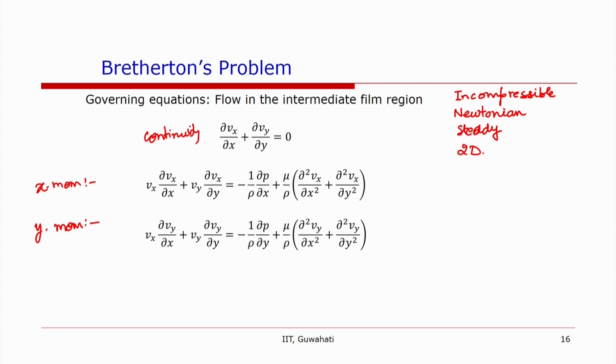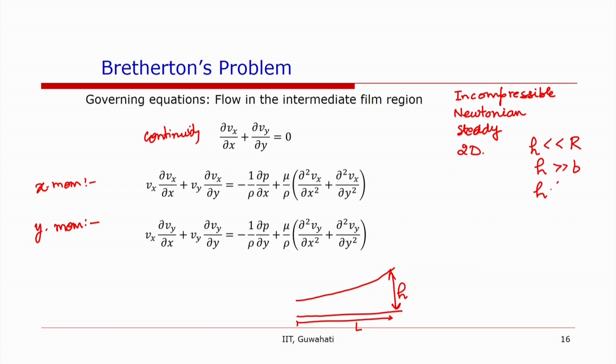So what we want to analyze is the film in the intermediate region, where the film thickness is h and this direction is L. So h is such that h is very less than R, but it is bigger than B.